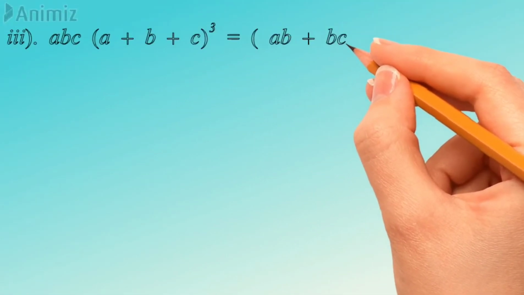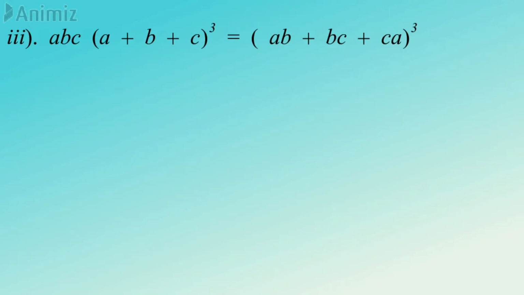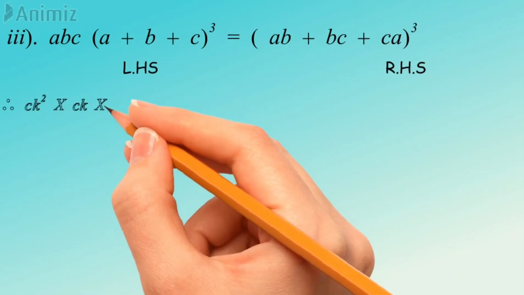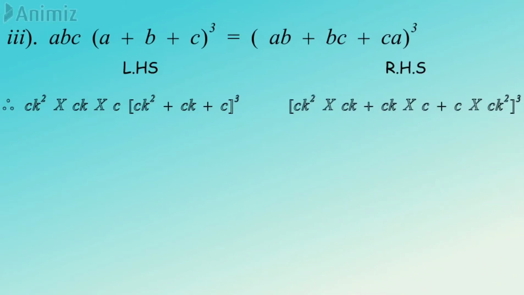Students, let's solve the third part. Now on the left hand side I have taken the whole cube of the 3 term. Same way on the right hand side, but you have to proceed in the same way. Take left hand side, right hand side. Put wherever A is there, put ck square. Wherever B is there, put ck.